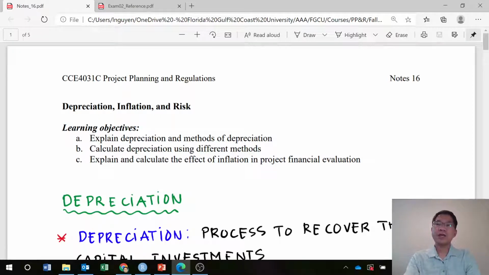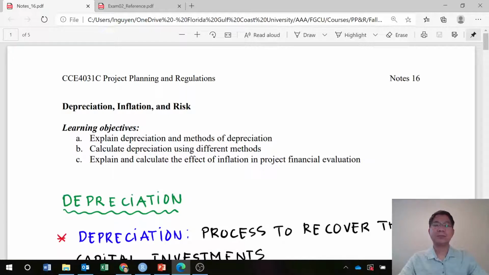Today's lesson we learn depreciation and inflation. And with that, we have three learning objectives. First, we explain depreciation and the methods of depreciation. Calculate the depreciation using different methods.